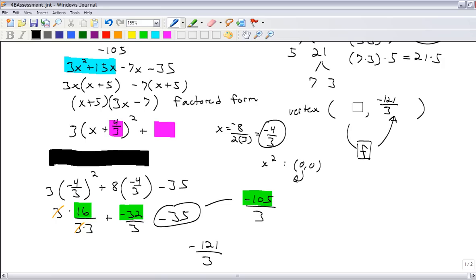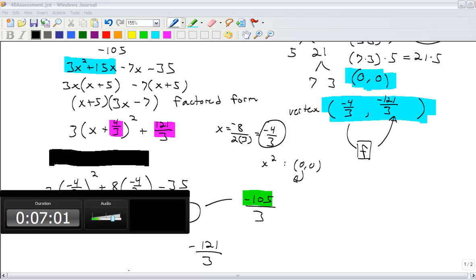The vertex is at negative 4/3, negative 121/3. So normally the vertex is at 0, 0. If we think transformations, I have to go left 4/3 and down 121/3. So you've got a 121/3, and that is your answer in vertex form.